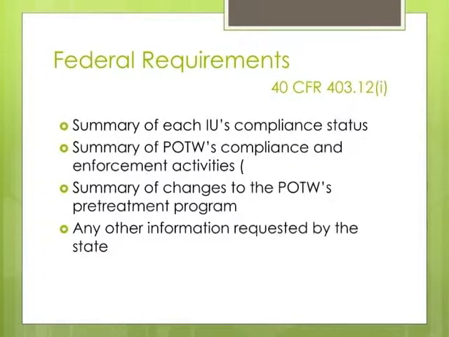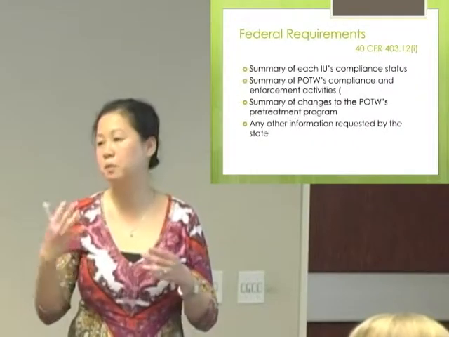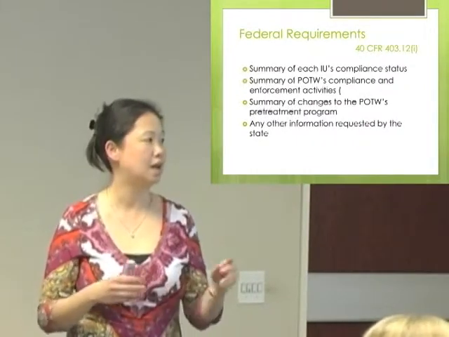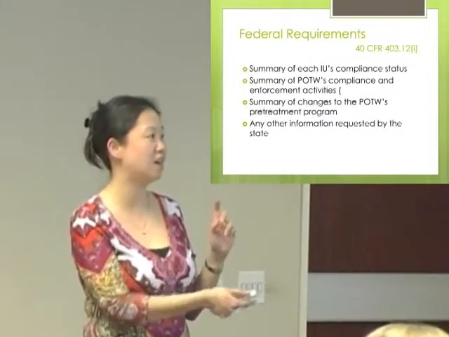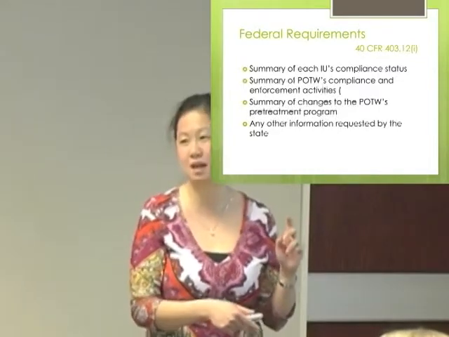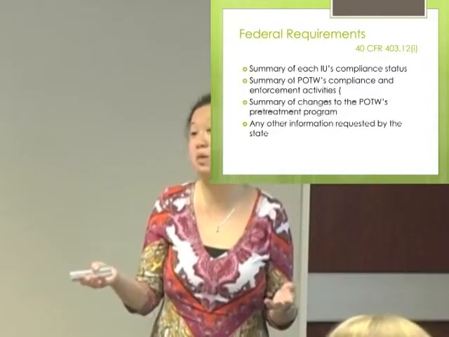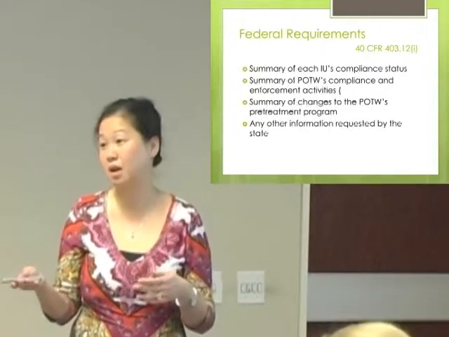There's more. They have to summarize each IU's compliance status, and a summary of the POTW's compliance activities, which includes the frequency of compliance sampling, the frequency of compliance inspections, and any changes that the pretreatment program implemented during the previous year, and any other information requested by the state. So as an approval authority, you can always request more information to be submitted in that annual report.